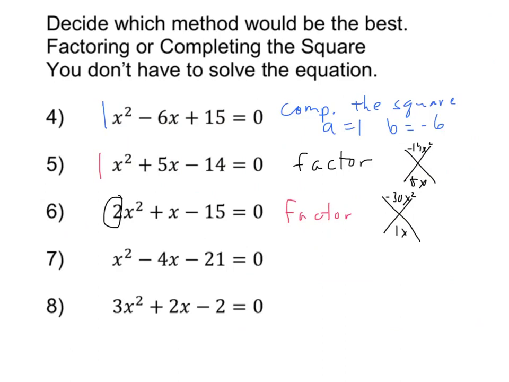All right, last two. These ones are kind of interesting. All right, number 7. This one, if you do magic X, it works. So you could factor. Would completing the square work? The answer is yes, because you have an a value of 1 and because you have a b value that's even. So for number 7, you could actually factor or you could complete the square.